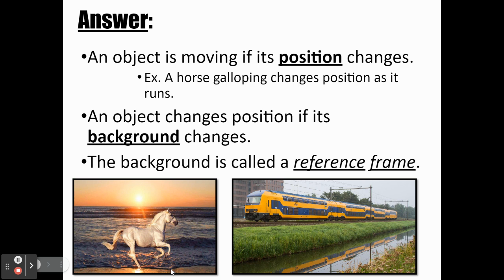So the example of a horse galloping from point A to point B, it's changing positions. An object changes positions if its background changes. And the background is called a reference frame. So you can kind of feel this when you're in the car. It doesn't feel like you're moving, but the background around you is moving. And that's how you know you're changing positions.